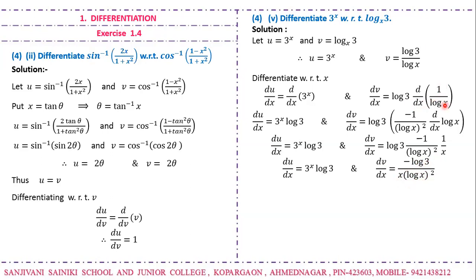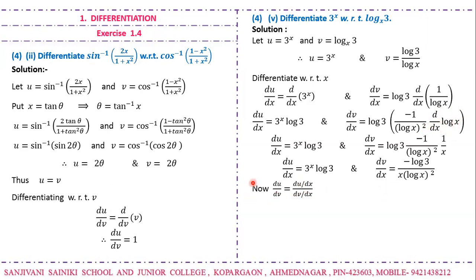Here, 1 upon log x means 1 upon f of x. The derivative of 1 upon f of x is minus 1 upon f of x square into f dash of x.